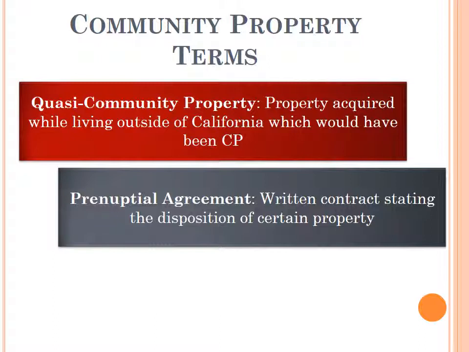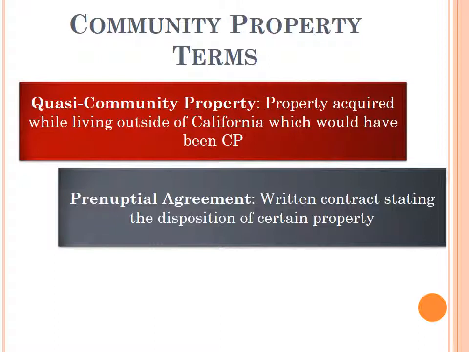When they come into California and they're trying to determine which way the property should go, then the court will look to determine whether or not that property would have been community property if the couple had lived in California and had been subject to California law at the time it was acquired.